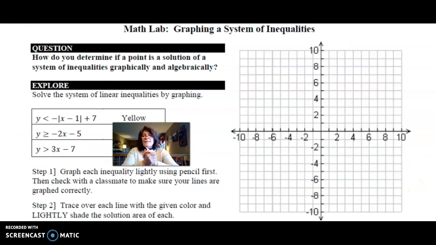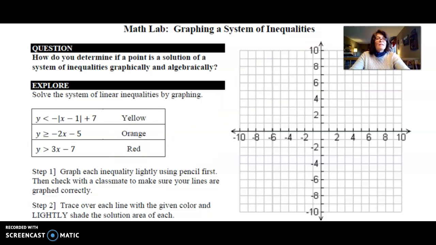Okay, so let's look at 3 different inequalities. Y is less than, and we've done these. We know how to do these. Y is less than the opposite of the absolute value of x minus 1 plus 7. We're going to do that in yellow. In class, we did this. I'm going to have you do this in breakout rooms. This is just a review of what we did in class this week.